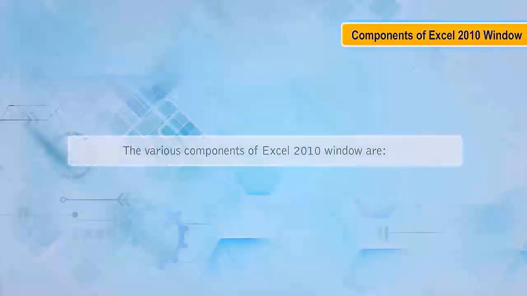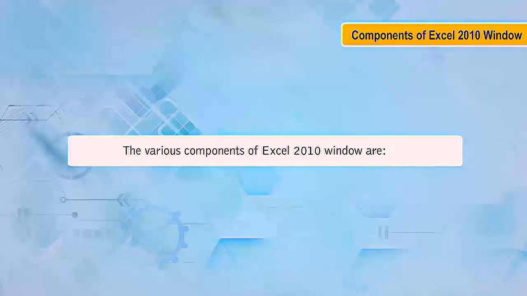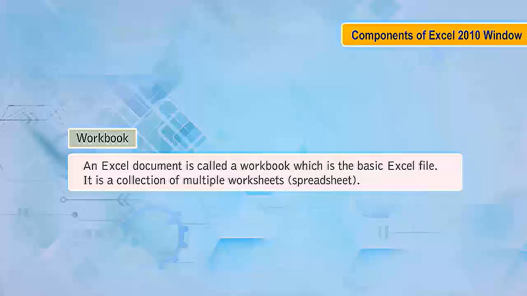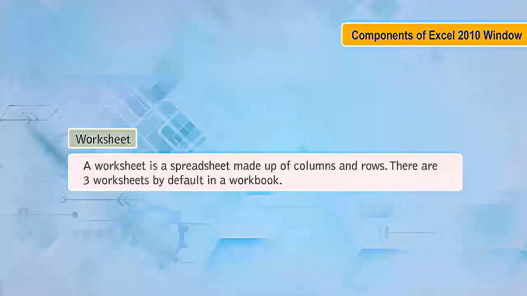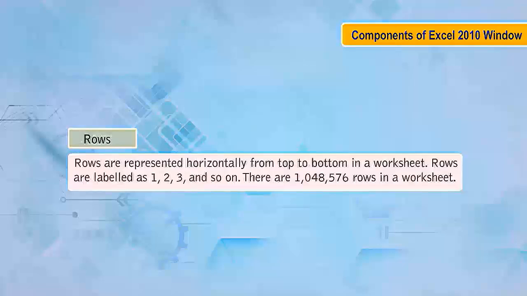Components of the Excel 2010 window. The various components of the Excel 2010 window are: Workbook. An Excel document is called a workbook, which is the basic Excel file. It is a collection of multiple worksheets. Worksheet. A worksheet is a spreadsheet made up of columns and rows. There are 3 worksheets by default in a workbook.